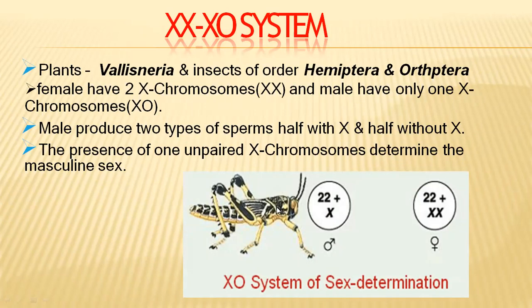Under Hemiptera, these grasshoppers and wasps will come. In these insects and Vallisneria plants, females have two X chromosomes, whereas males have only one X chromosome. So males produce two types of sperms. Half the sperms will have an X chromosome, and the remaining half will not have any sex chromosome at all. So it is the sperms that will determine the sex of the offspring.